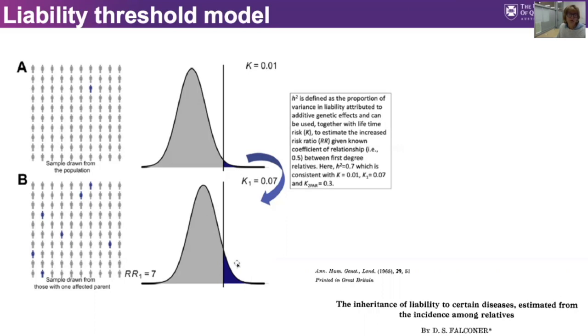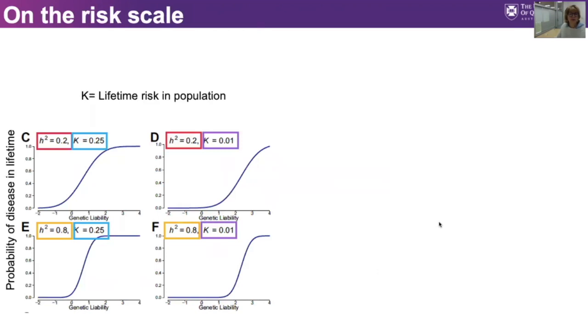So from two observable pieces of information, the lifetime risk in the population and the lifetime risk in relatives of those affected, the liability threshold model says what proportion of the variation in liability must be attributable to genetic factors to be consistent with these two observations and consistent with the fact that we know how genetic variants are passed from parent to offspring.